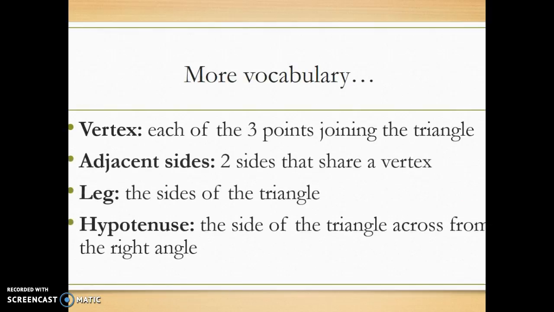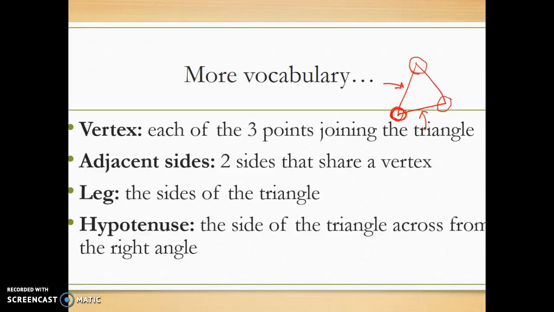Okay, so vertex are those corners where each side is going to meet. So for instance, if I had a triangle like this, each of these corners would be a vertex. And plural for that is vertices, as we learned in chapter 1. Adjacent sides would be 2 sides that share a vertex. So for instance, if I were to look at this side and this side, because they share this vertex, we could say that they are adjacent sides.